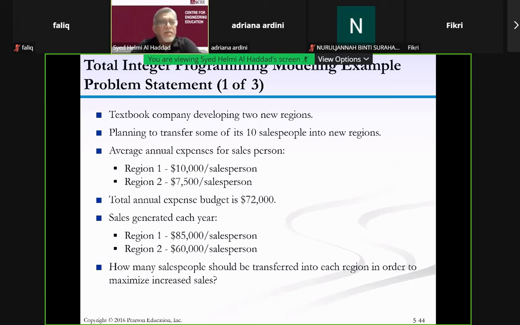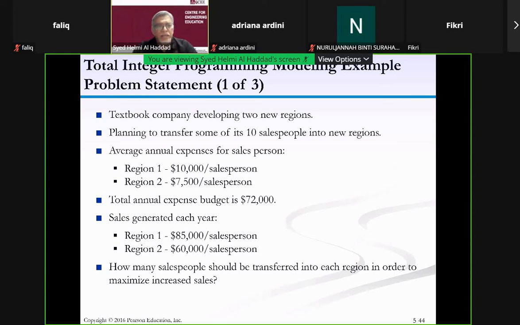Next, you have this company, which is a textbook company. They want to develop 2 new regions. And they are planning to transfer some of its 10 salesperson into this new region. They want to transfer this 10% into 2 different regions. Okay. And then the average annual expenses for salesperson for region 1 is 10,000 per salesperson, and for region 2 is 7,500 for each salesperson. And the total annual expenses or the budget for this is 72,000.